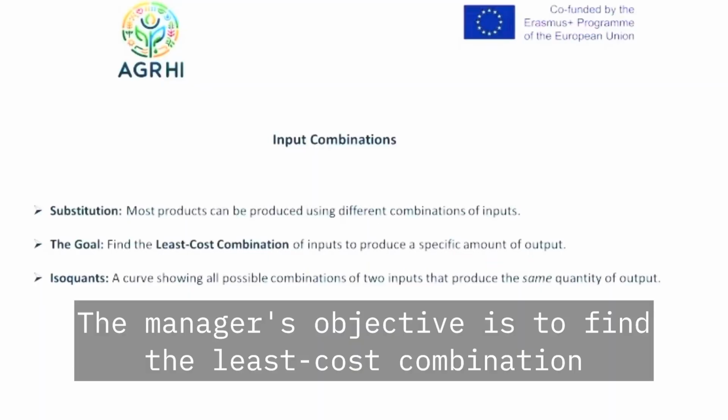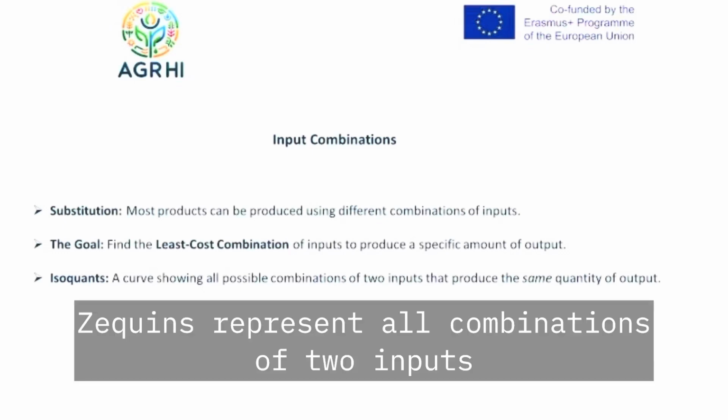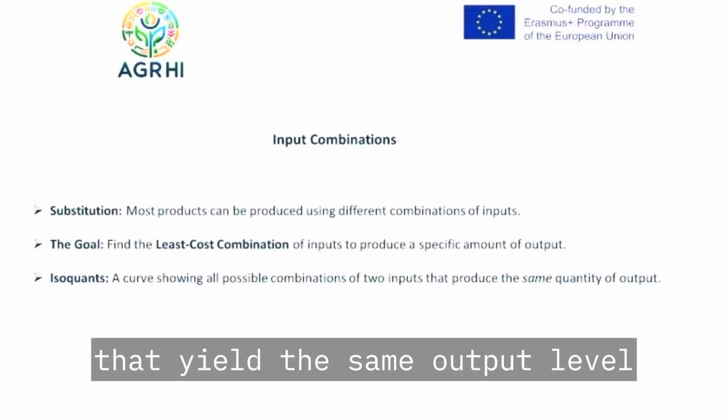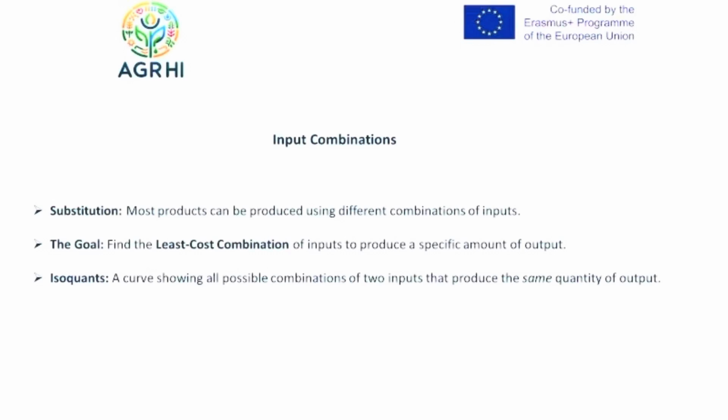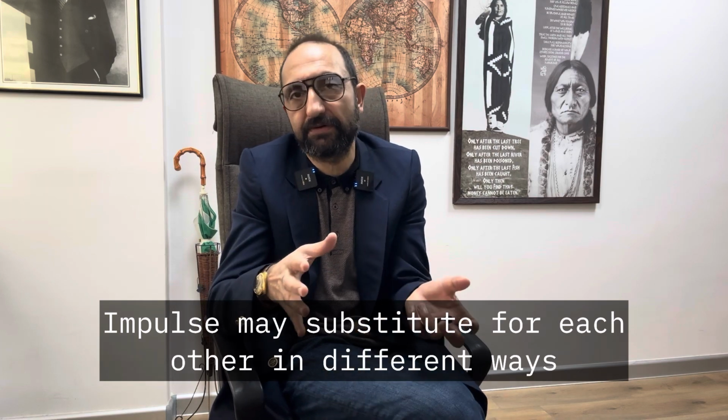Most products can be produced using different combinations of inputs. The manager's objective is to find the least cost combination that produces a given level of output. An isoquant represents all combinations of two inputs that yield the same output level. Inputs may substitute for each other in different ways.